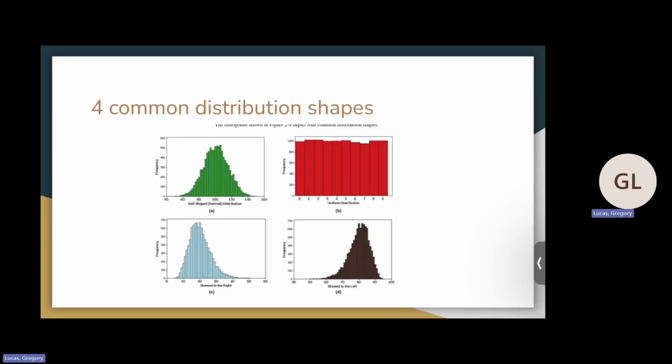And then we have skewed to the right and skewed to the left. This is a little tricky, remembering which way is which. Skewed to the right means everything is going to be on the left side of our histogram. All the bars should be focused on the left side. Skewed to the left means all the bars are on the right side. We'll talk more about that in just a second.